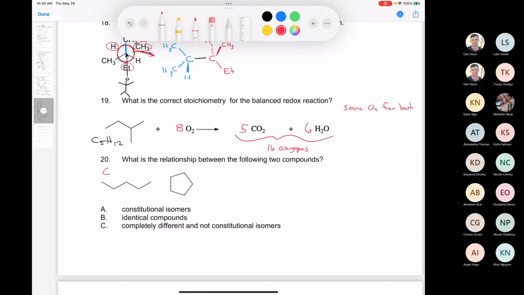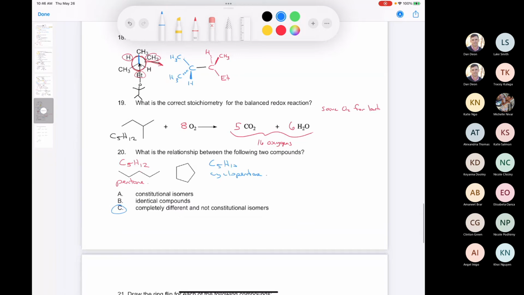The formula for this compound is C5H12. This is pentane. And the formula for the other compound is C5H10. This is cyclopentane. So these are not constitutional isomers. They're completely different. They're not identical, that's for sure. And they're not constitutional isomers because they have different molecular formulas.